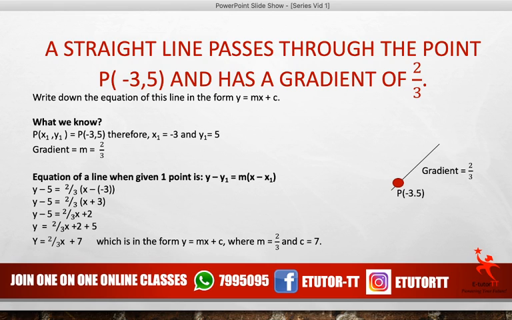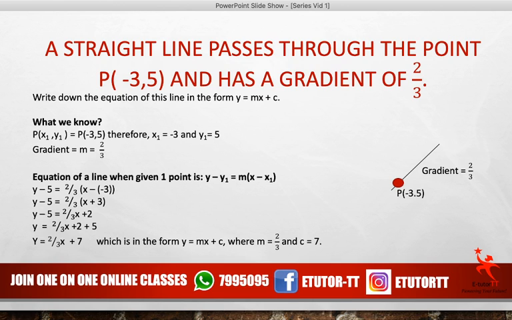So next step, we need to multiply the 2/3 by everything in this bracket. So 2/3 times x, we get 2/3 x. 2/3 times 3, we get 2, because 2 times 3 gives us 6, and then 3 times 1 gives us 3. 6 divided by 3 gives us 2. So now we have y minus 5 equals 2/3 x plus 2.